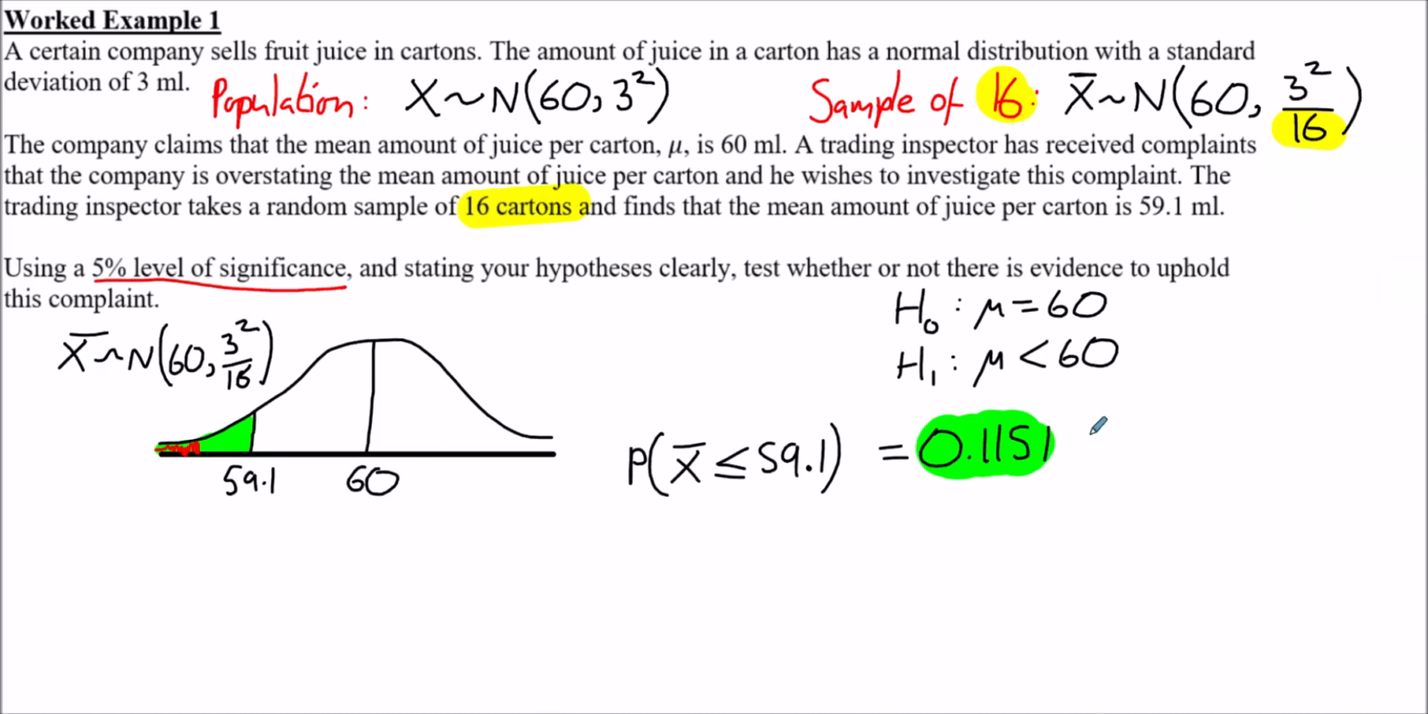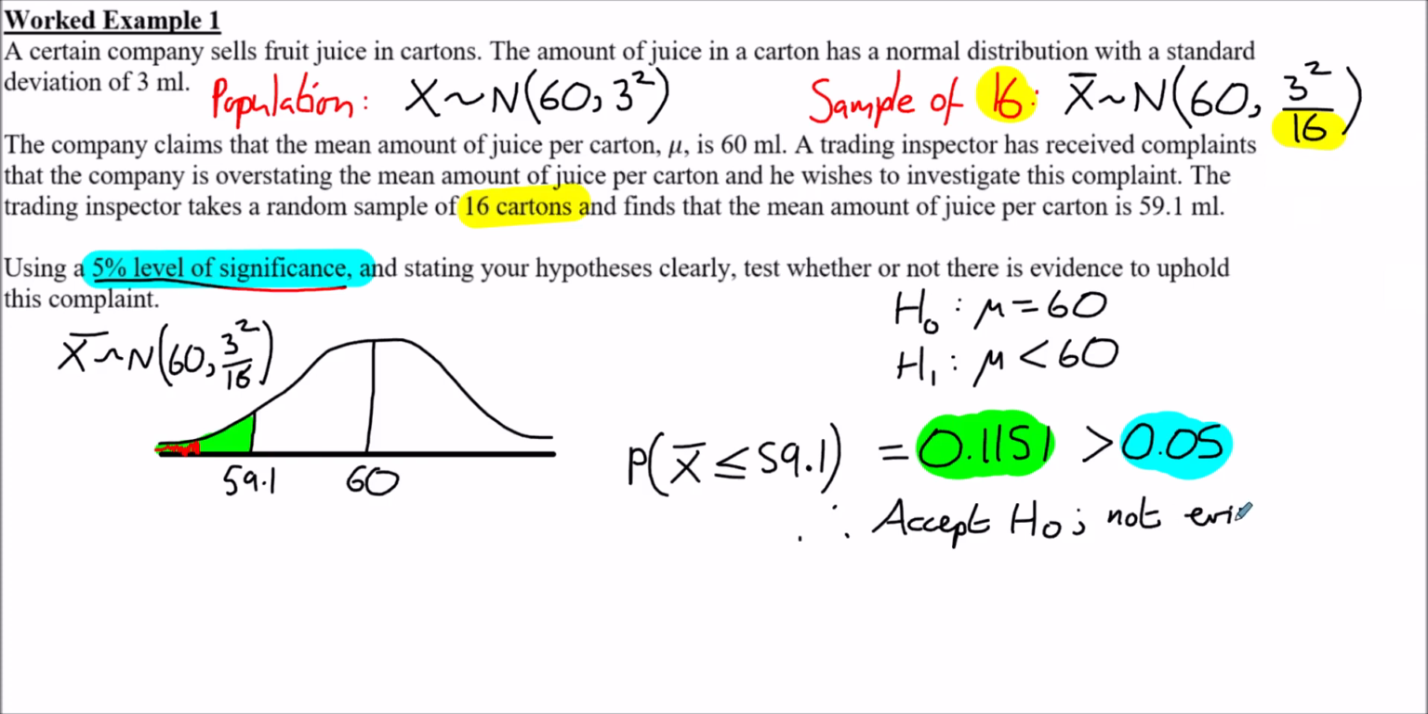Essentially, we just say here that this is greater than the significance level associated with that tail. That 5% level of significance is smaller than this observed probability. So therefore, we do not reject H0. We accept H0. In other words, not enough evidence to uphold this complaint.